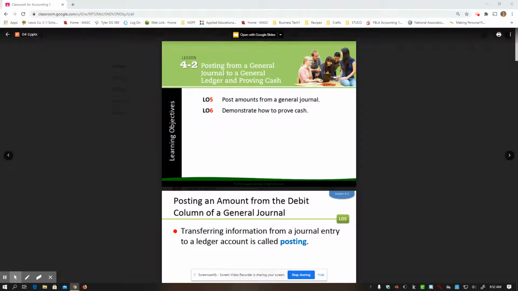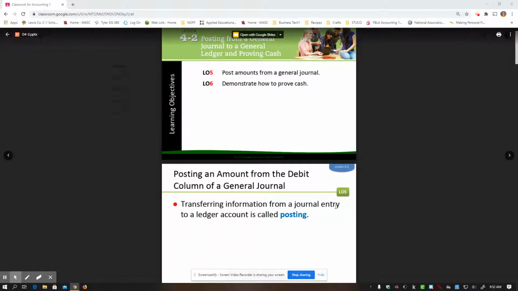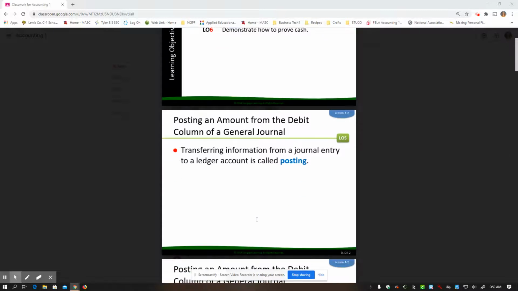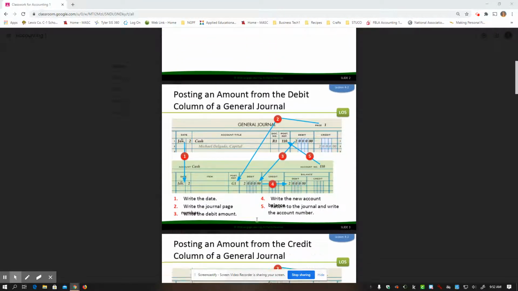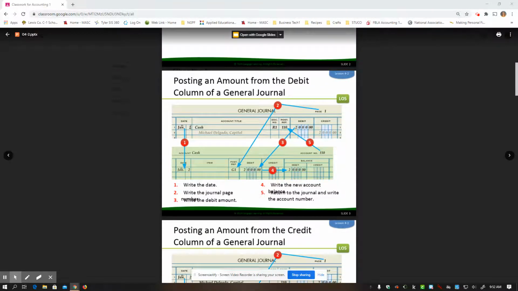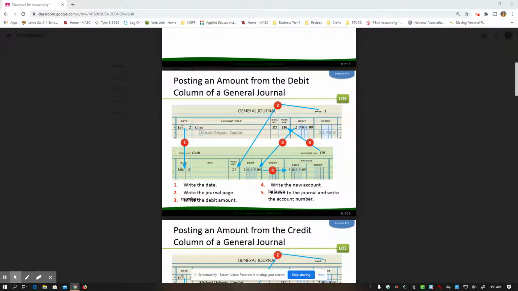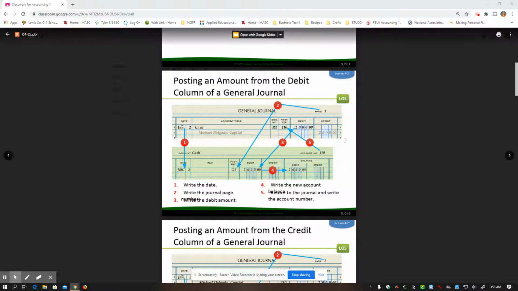Okay, so 4-2, posting from a general journal to a general ledger, proving cash. To do this, you transfer the information from a journal entry, which is what you've been doing in chapters 1, 2, and 3, to a ledger account. It's called posting. To post, you take that entry. This is what we were doing, right? January 2nd, cash, Michael Delgado Capital. We had the document number in. We had the debit and credit amounts.